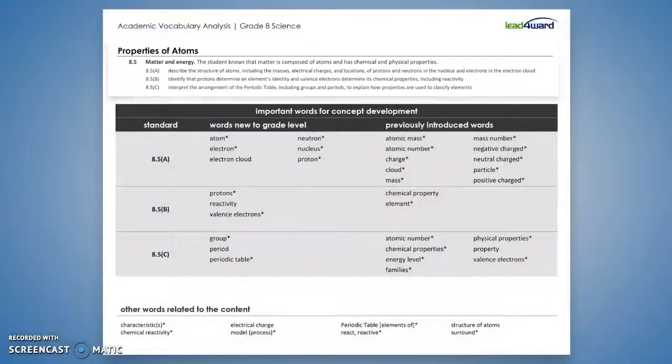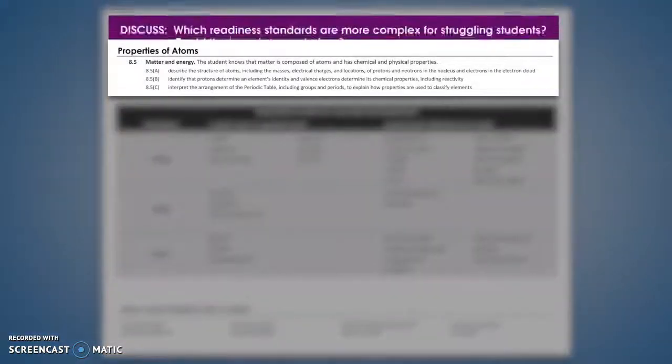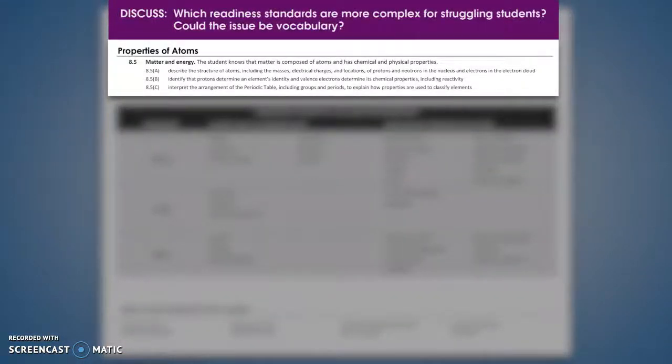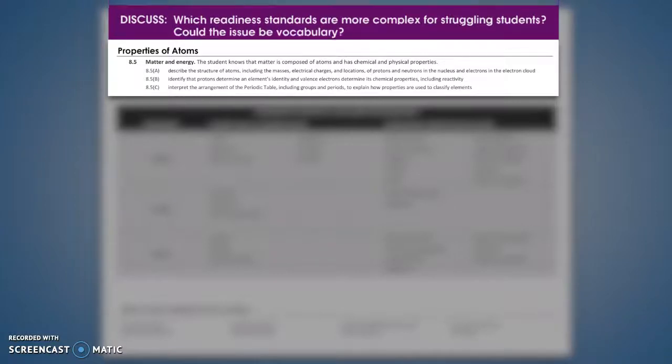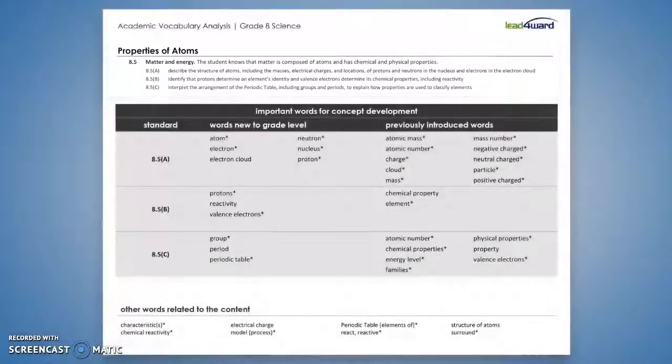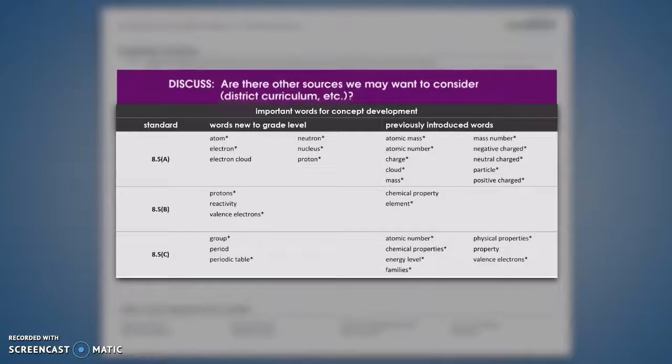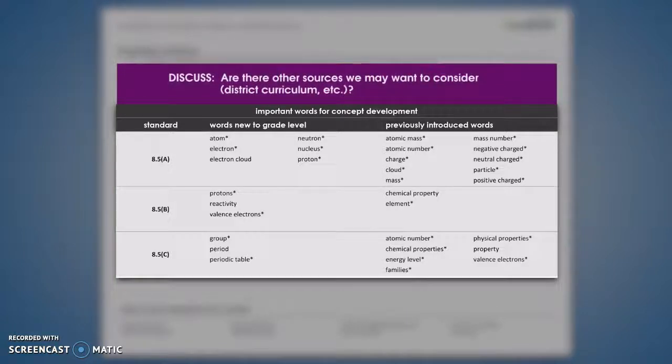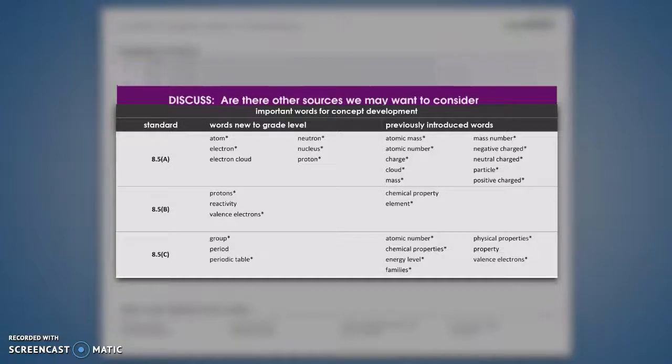When planning instruction, we want to be especially attentive to the readiness standards that are more complex for struggling students and discuss if the issue may be vocabulary. When we're studying the standards as a PLC, we may want to focus vocabulary on the SEs that our kids tend to continuously have a hard time with. As you begin to examine this list, think about and discuss other vocabulary resources you also have access to, such as in your district curriculum or materials that are created to support English language learners.